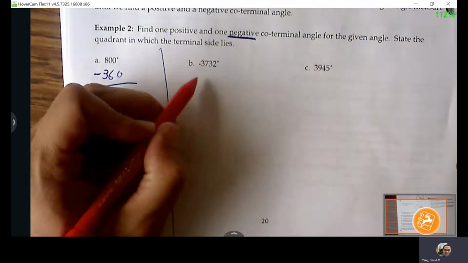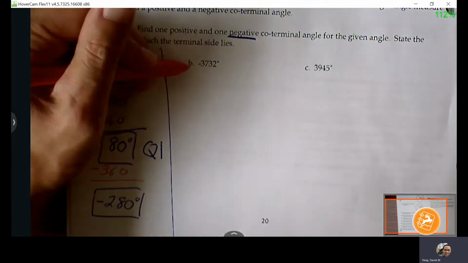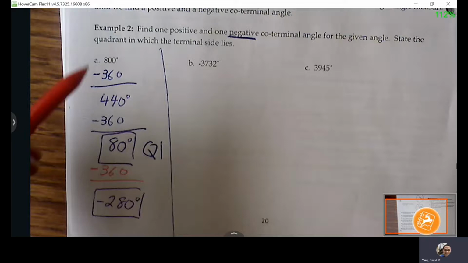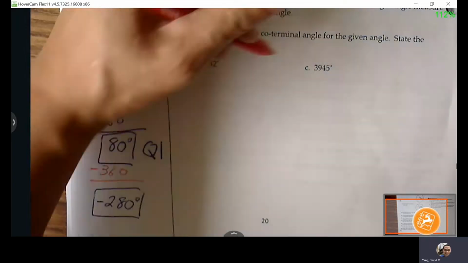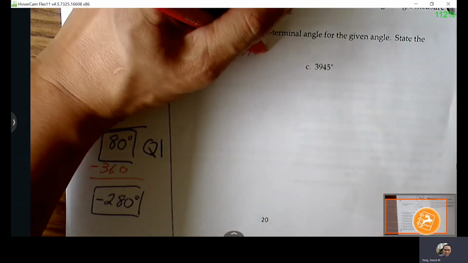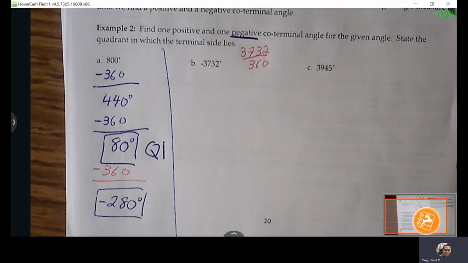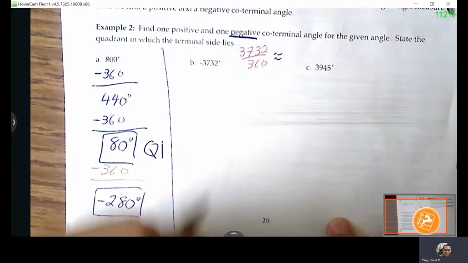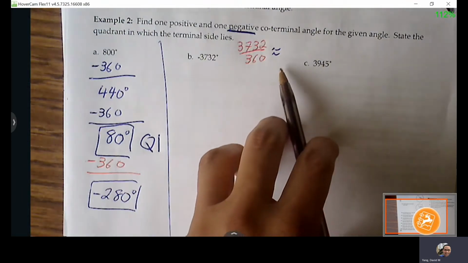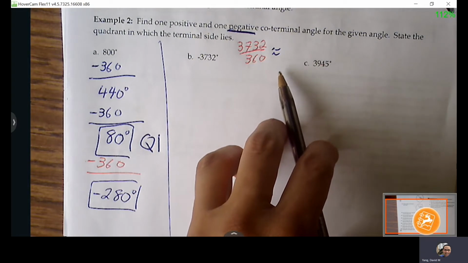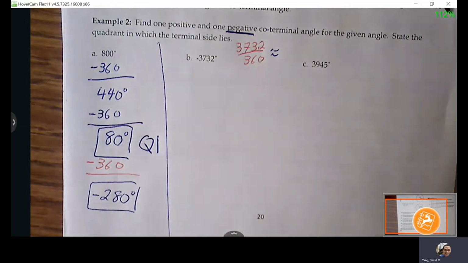So the way you can speed up this process, if you have a really large degree that's more than one or two rotations away, divide it by 360. Just to get an idea how many rotations, so that we don't have to add or subtract 360 20 times or 30 times. So I just want to have the closest whole number value. And you can either round up or round down. It doesn't matter as long as you're relatively close. 10.4. So you can either choose 10 or 11. It doesn't matter.